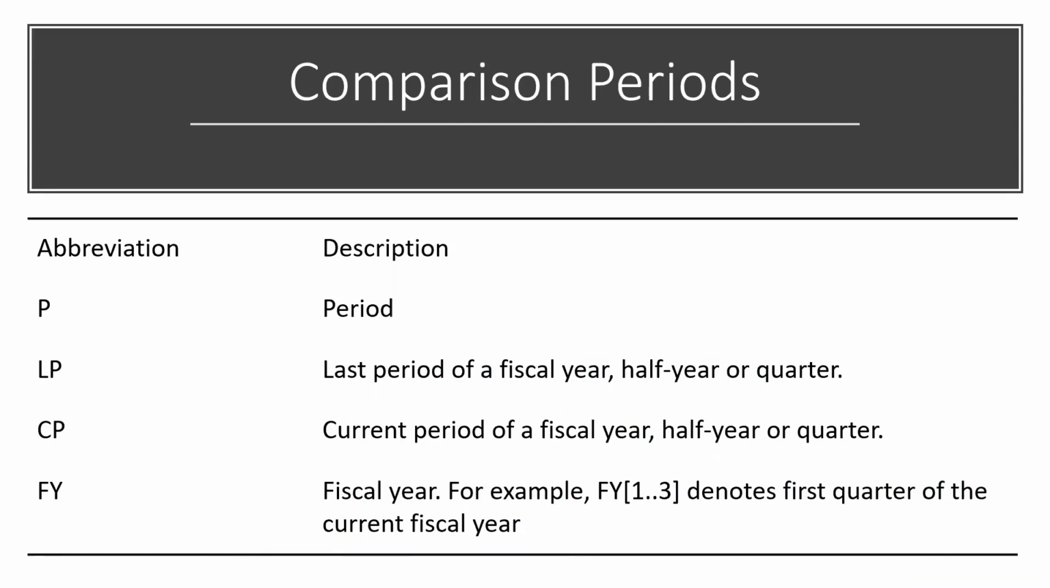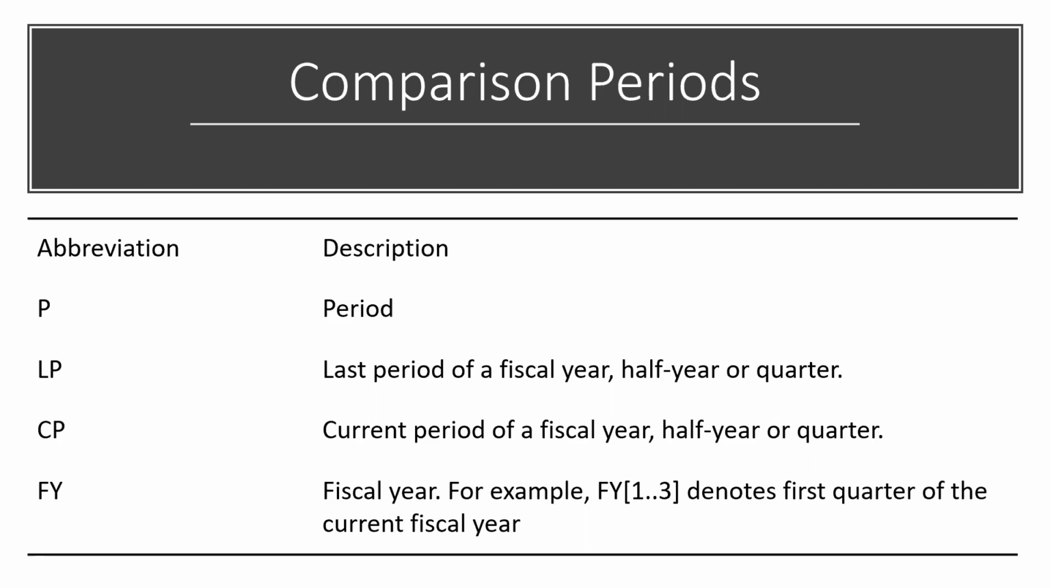P is a period, LP, last period of the fiscal year. If you want to present it in any line of your report or in any column, this is specific amounts, a current period of the fiscal year, half year, or quarter. FY is fiscal year, for example, and this is the formulation we saw before, a range from January to March denotes the first quarter of the current fiscal year. All right, so you would need to use this specific nomenclature in the specific field that is called comparison period, so NAV can understand what you want.